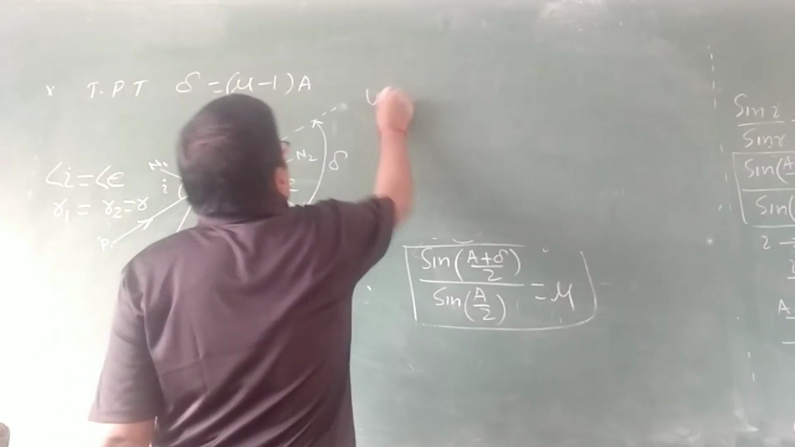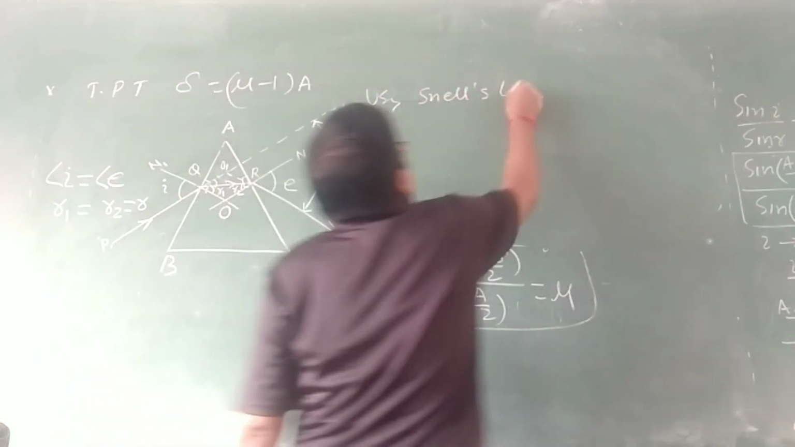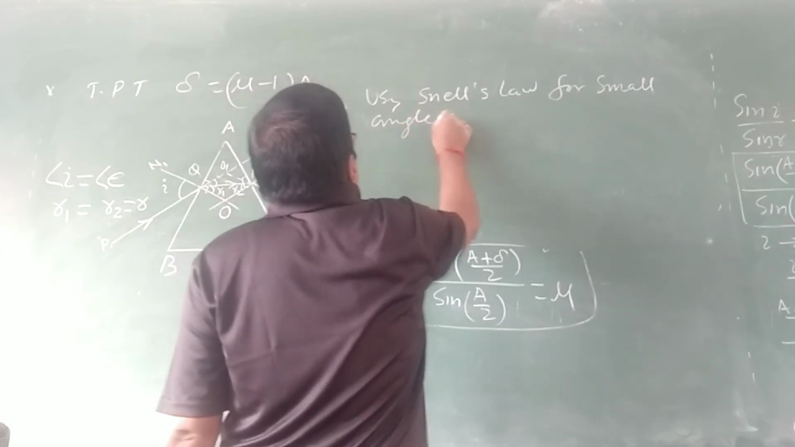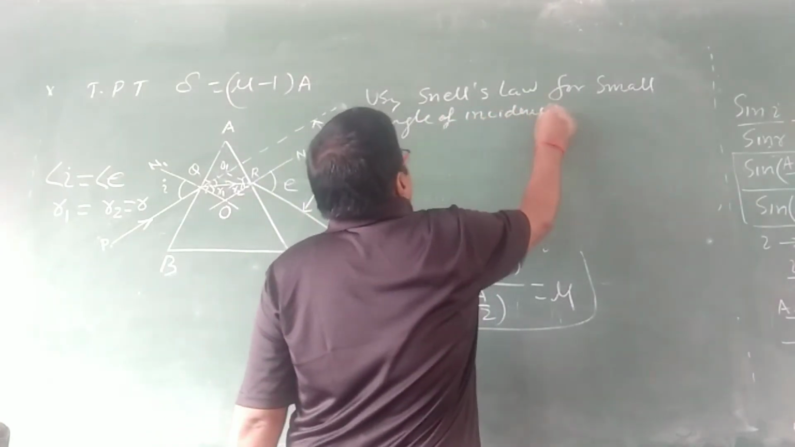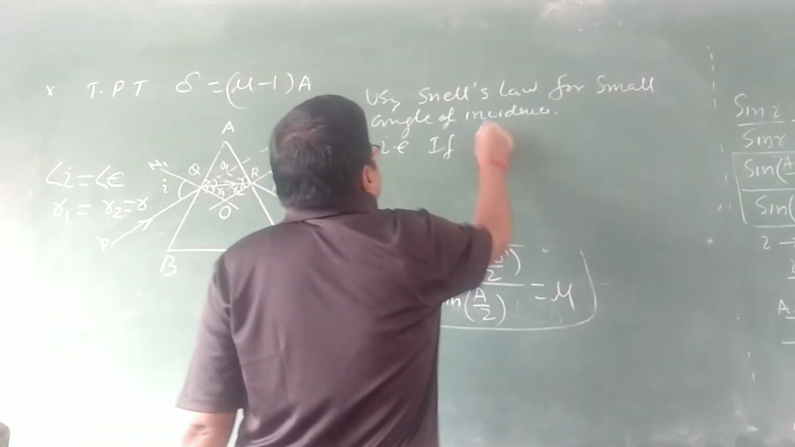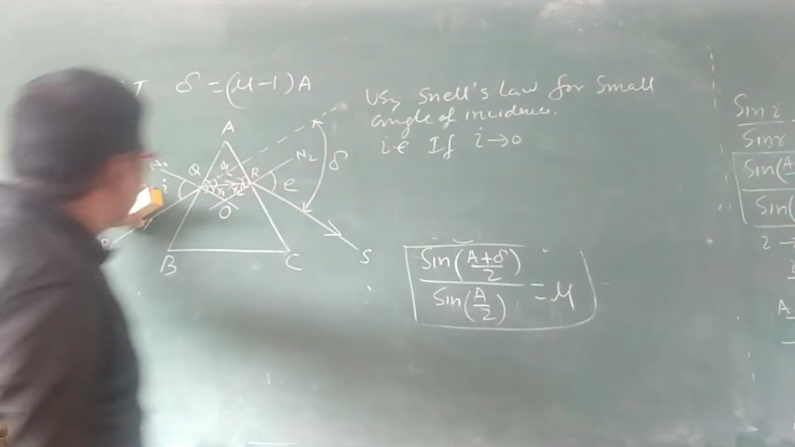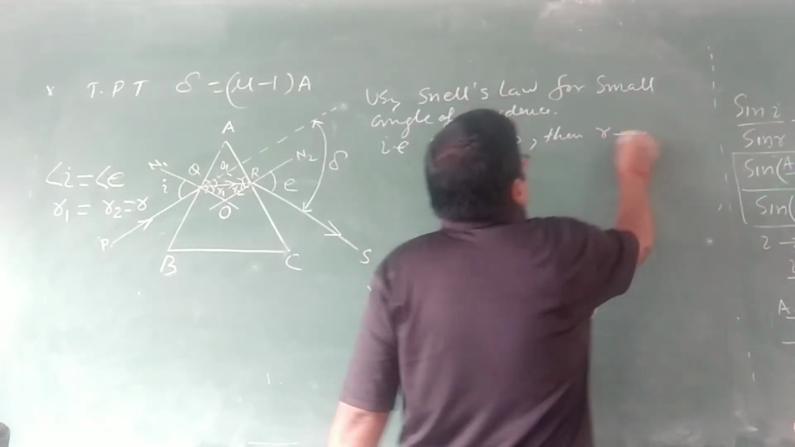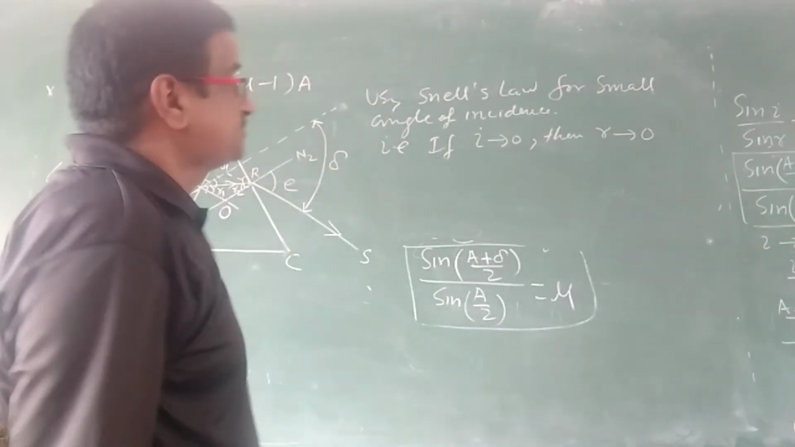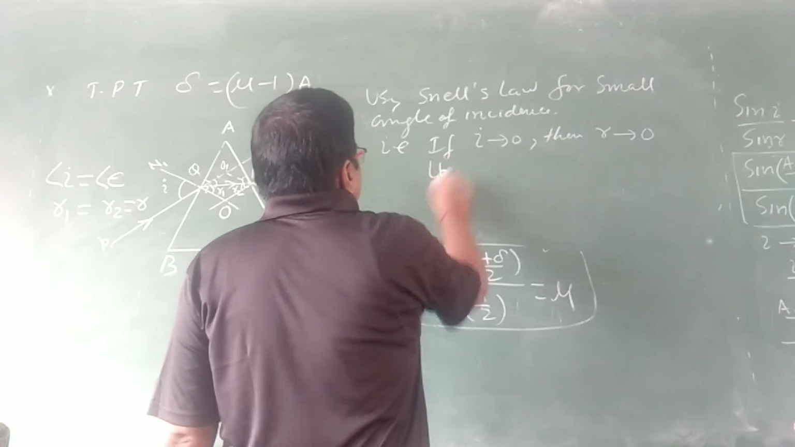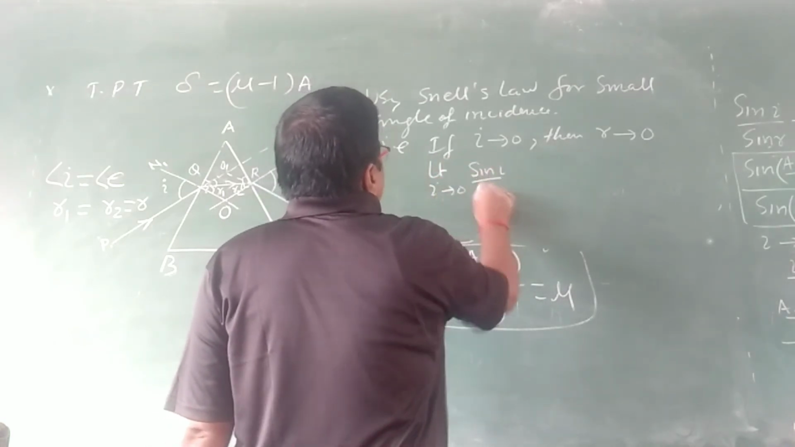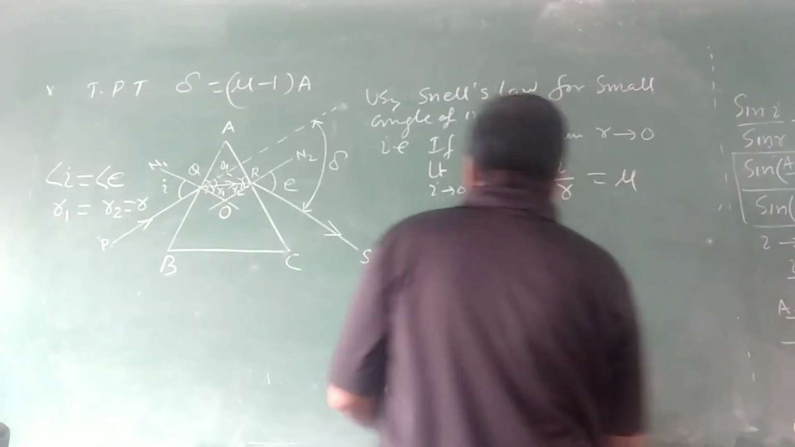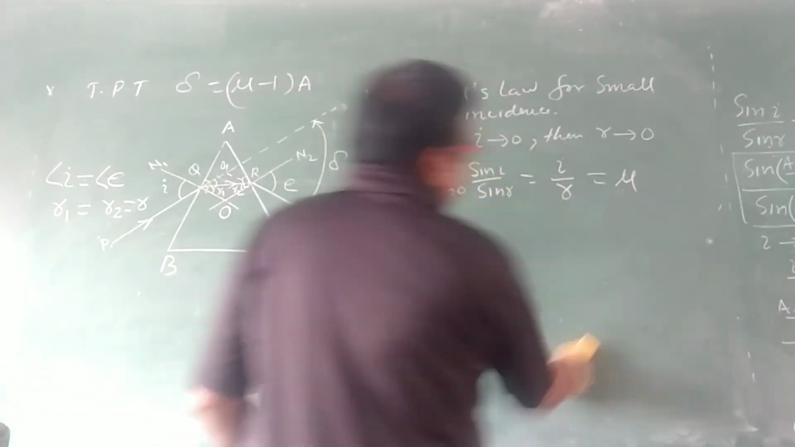Now, using Snell's law for a small angle of incidence, that is, if I tends to 0, if the value of the incident angle is very small, at that time R will also tend to 0, R also becomes 0, and then we can write limit I tends to 0, sin I by sin R is equal to I by R, and then it is equal to mu from Snell's law. We can write here mu.